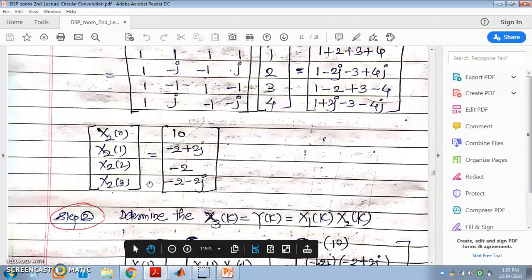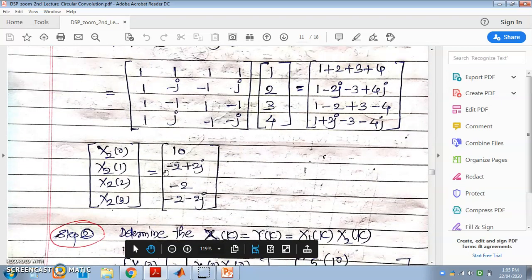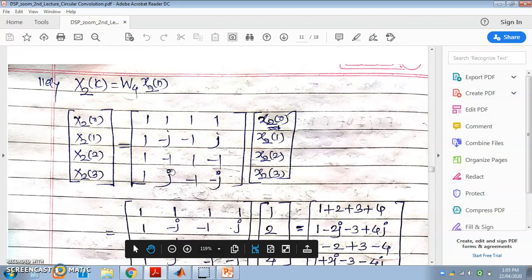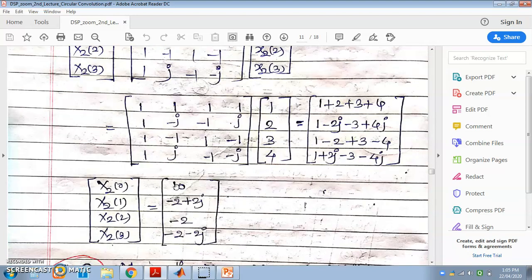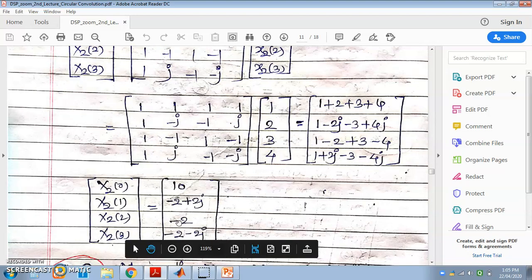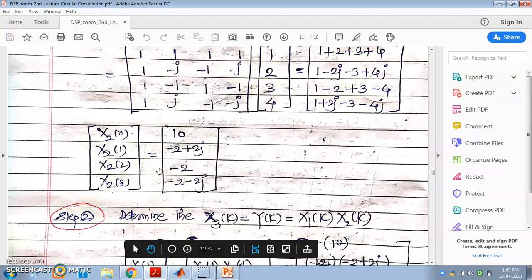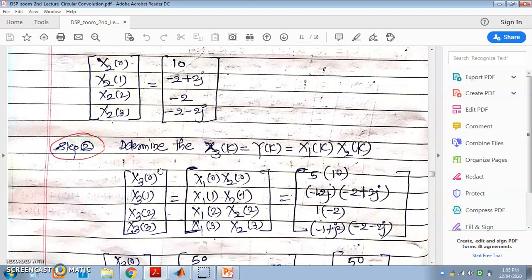In the same way we can calculate the DFT of the second sequence, which has the same form as x1 of k but with different components: 10, minus 2 plus 2j, minus 2, minus 2 minus 2j. So in step number 1 we need to calculate the DFT of each sequence. Then in the second step we multiply the DFT of the first sequence with that of the second sequence, x1 of k into x2 of k, which is point to point multiplication, and it gives me the DFT of a third sequence x3 of k.